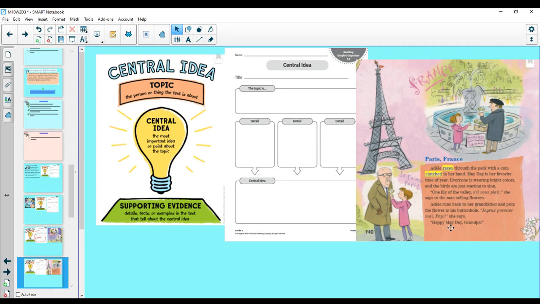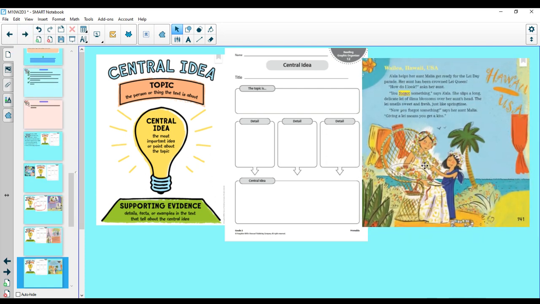I need to see what was a kind act or a good deed that Adele did. That is going to be my second detail. You're going to press pause, or if you need to listen again because you're still not sure, rewind the video just a little bit and write your second detail about the topic of May Day from Paris, France.